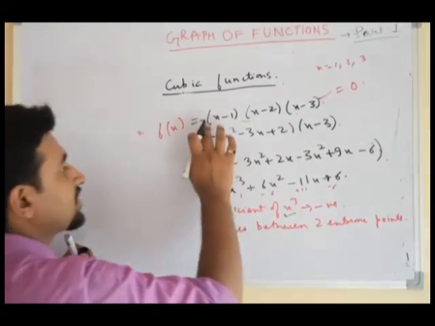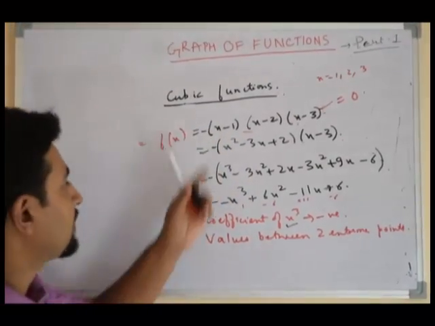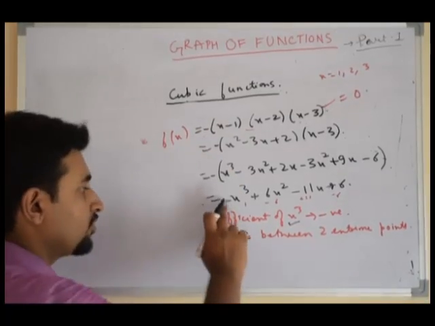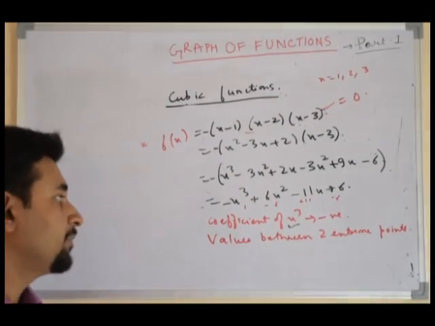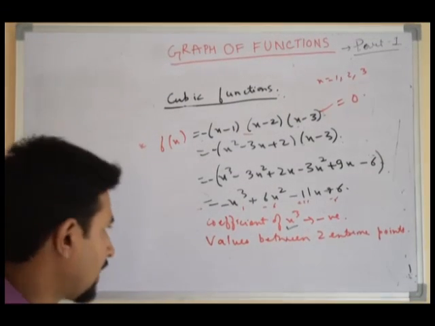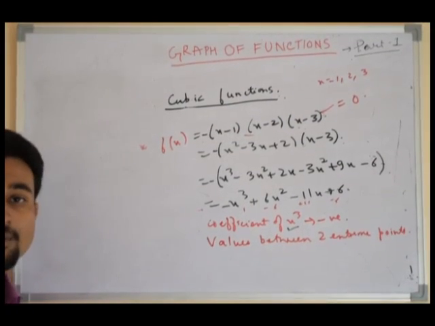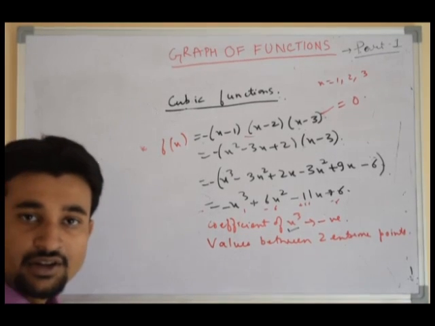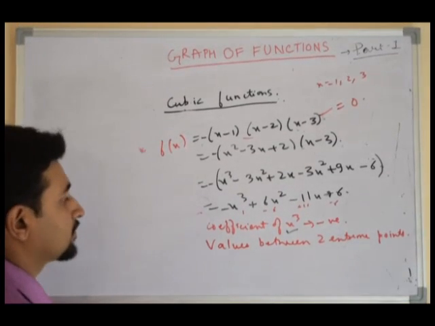Okay, so now the changed function is this one, having the minus sign outside. So your new function becomes this. That means the coefficient of x cube is negative. Now suppose you need to plot the graph for this function. What will you require?